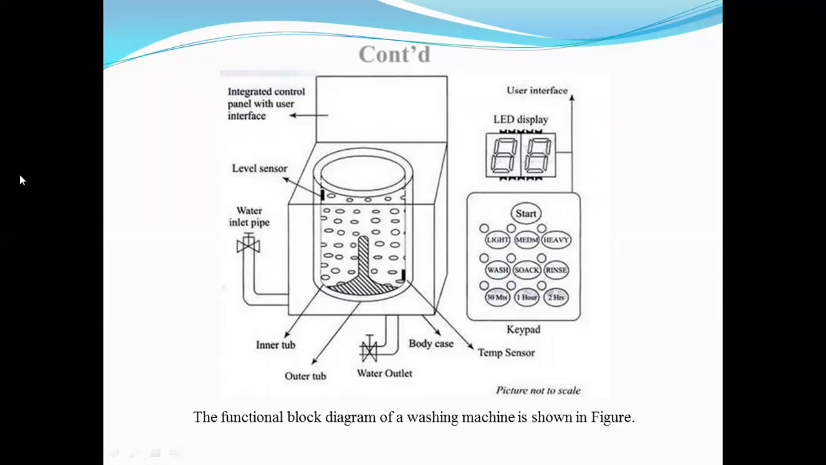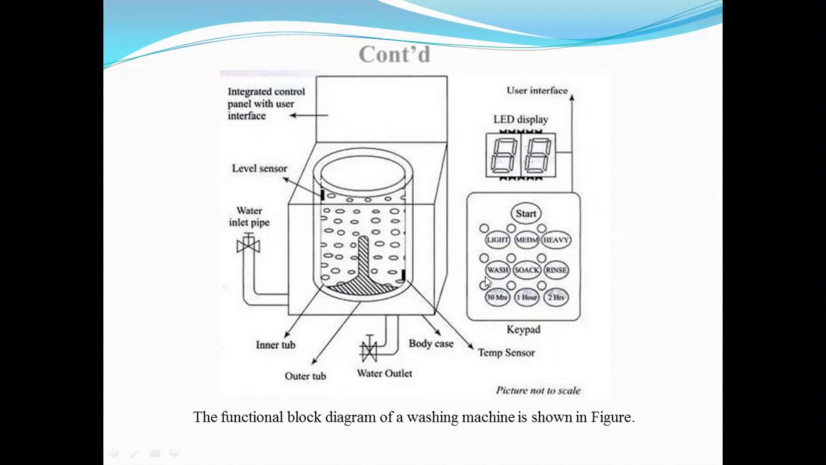That time this sensor will sense that the user has selected only rinse. Also in the user interface, you can see here the LED display. What is this used for? It has to show the timing here, right? Suppose for the rinsing, it may take 30 minutes. So that timing is shown here. So in the user interface, you have the LED display. Also the keyboard interface will be there, which the user can press here, right?